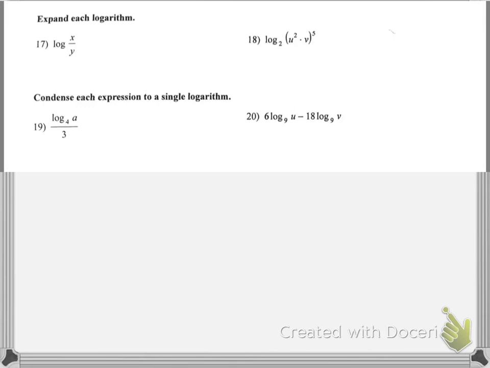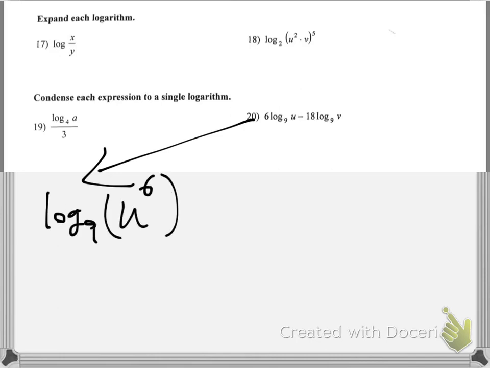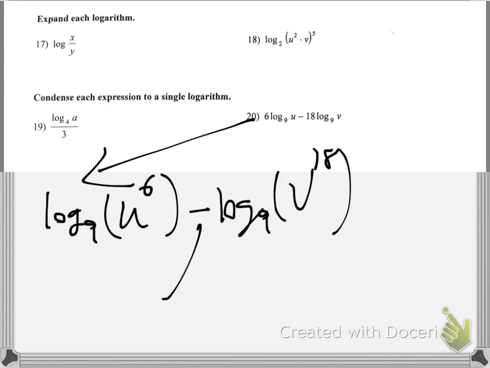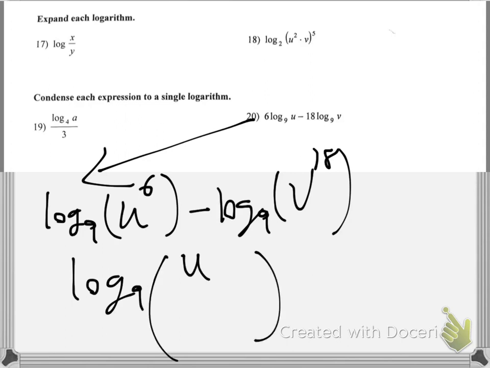Number 20, if I were to make this into a single logarithm, probably the 6 and the 18 got to shoot up to exponent status, so we'll start by doing that. We've got log base 9 of u to the 6th power minus log base 9 of v to the 18th power. Both of them all powered up, and then just remember that minus is like divide when you put them all into a single logarithm. So we'll say this is log base 9 of u^6 divided by v^18.